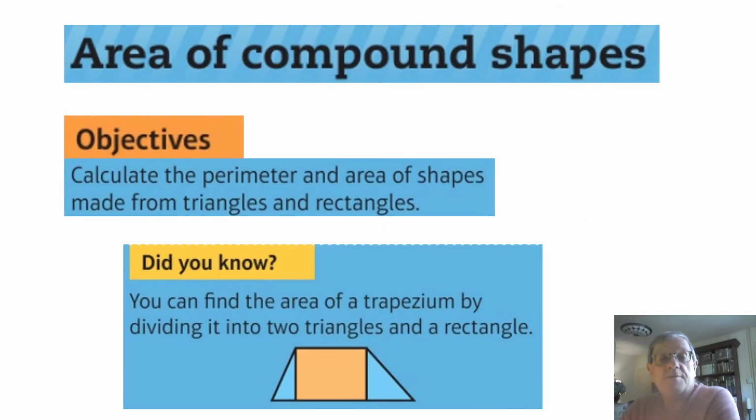So now we come on to the area of compound shapes. The objective here is to calculate the perimeter and area of shapes made from triangles and rectangles. In general, it's area, but sometimes we do perimeter as well. Did you know that the area of a trapezium can be found by dividing it into 2 triangles and a rectangle? Okay, here we go.